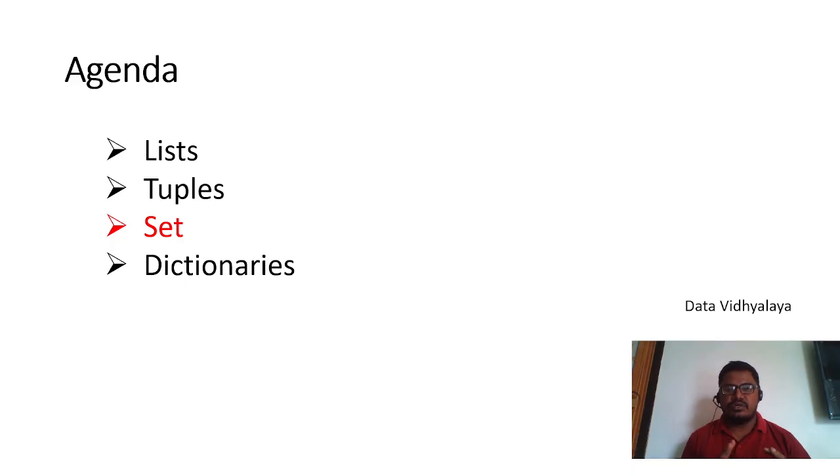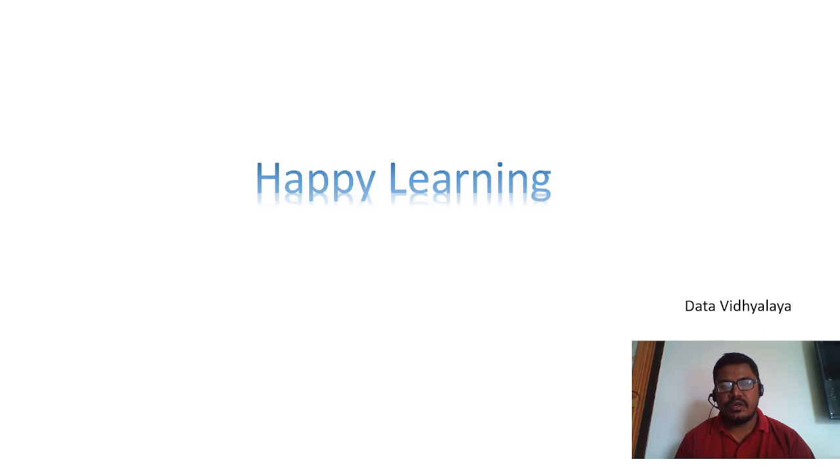How to add, remove, how to update that, and how to discard. Where the discard method is used, union, intersection, difference, symmetric difference, and all. So that is already provided. So that's about the sets so far.